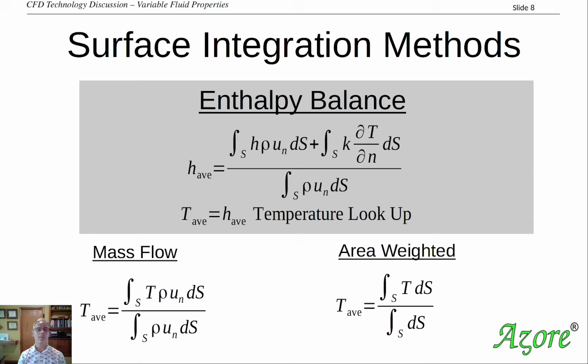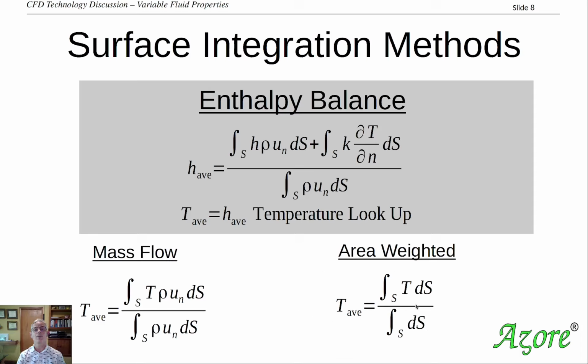The next method I have outlined here is a mass flow rate weighted method, where we take the temperature at each surface facet and multiply it by the mass flow rate passing through that single facet. We sum all of those up, and then normalize that value by the total mass flow passing through that surface. Then we get yet another representative value of the average temperature on that surface.